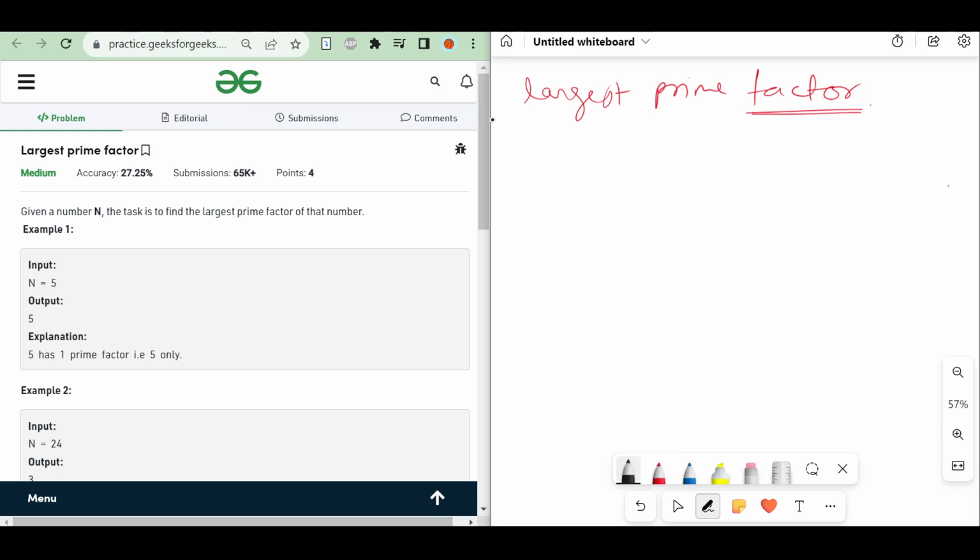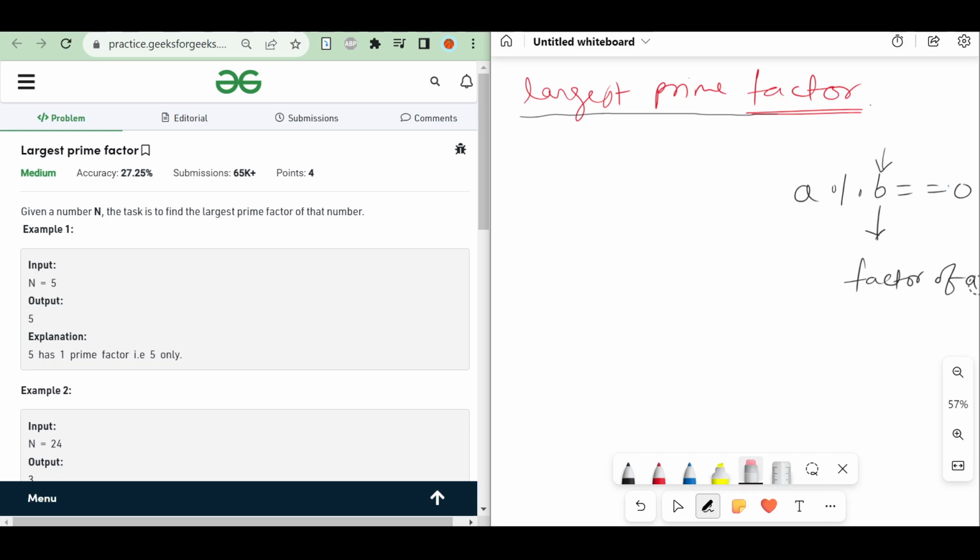We'll start with factor. What is a factor? If for any number a, b divides it completely, meaning the remainder is 0, then b is a factor of a. So clearly any number that divides another number is a factor of that number. And if the number that is dividing is a prime number, then it is a prime factor. And we have to tell the largest prime factor, meaning there should not exist any other larger prime factor which is dividing this number.